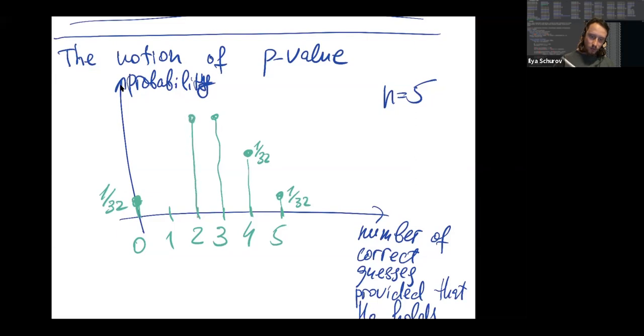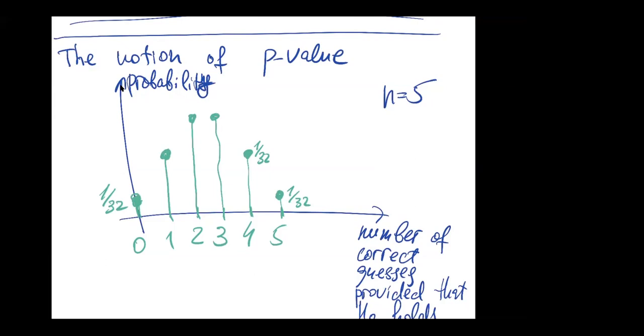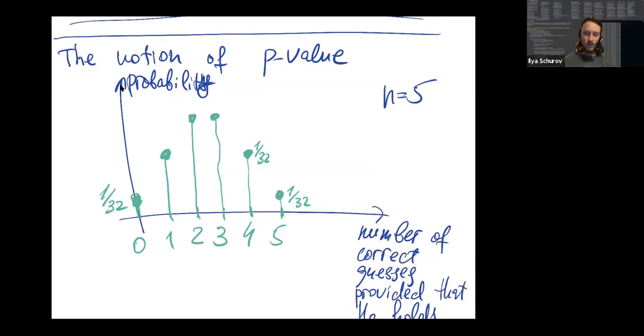Let me draw it like this. Does it mean that the highest chance is to guess two or three? Yes, the largest chance is to guess two or three. That's correct. And for a fair coin, it will be the usual case. The largest chance is to guess correctly half of the cases. But if we have an odd number of cases, it is one of these two middle numbers.